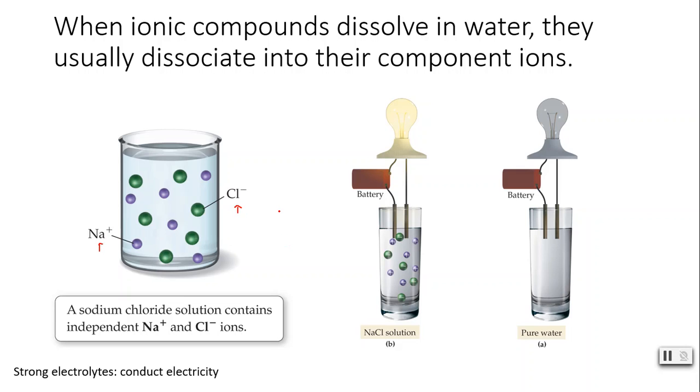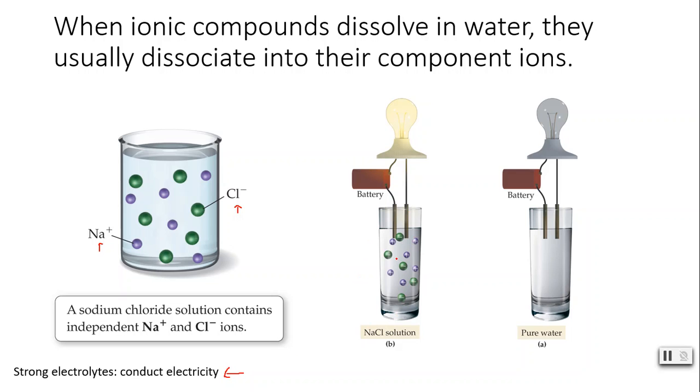That fact is going to become important when we start talking about ionic equations with regards to precipitation reactions. For right now, know that ionic compounds, when they are aqueous, when they are soluble, when they dissolve in water, they dissociate into their component ions. And solutions that do that have aqueous ions in them, those are called strong electrolytes. And they're called strong electrolytes because those solutions conduct electricity.